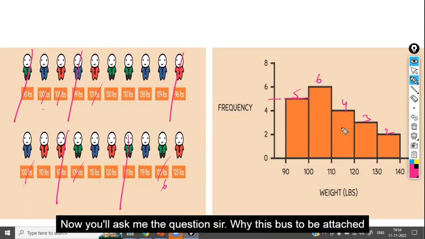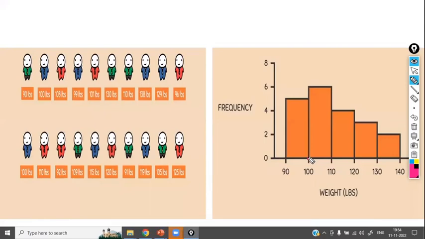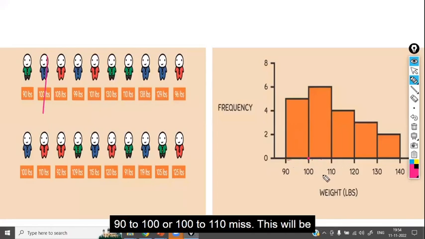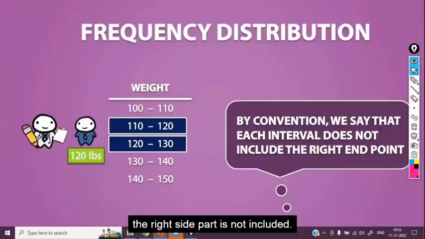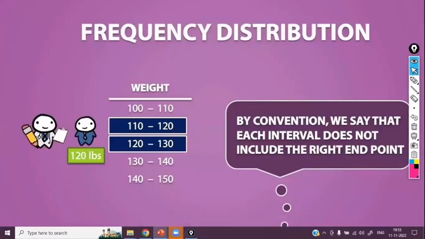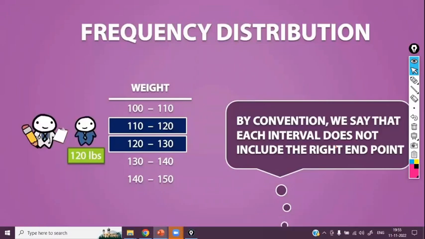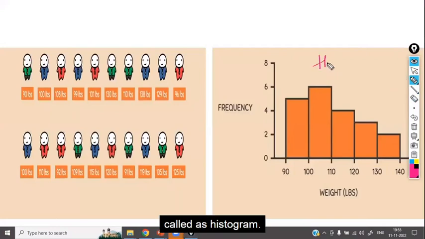Now you'll ask me the question, sir, why should the bars be attached? Because from 90 to 100, automatically the next one starts from 100. Now if exactly 100 is there, whether it belongs to 90 to 100 or 100 to 110, it belongs to 100 to 110. So by default, for every bar, the right side part is not included for the continuous variable. Whatever bars you are considering like this, this is called a histogram.